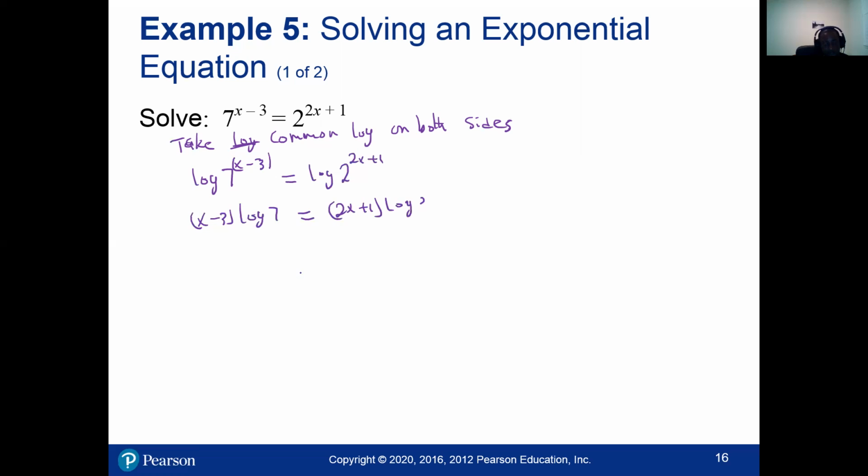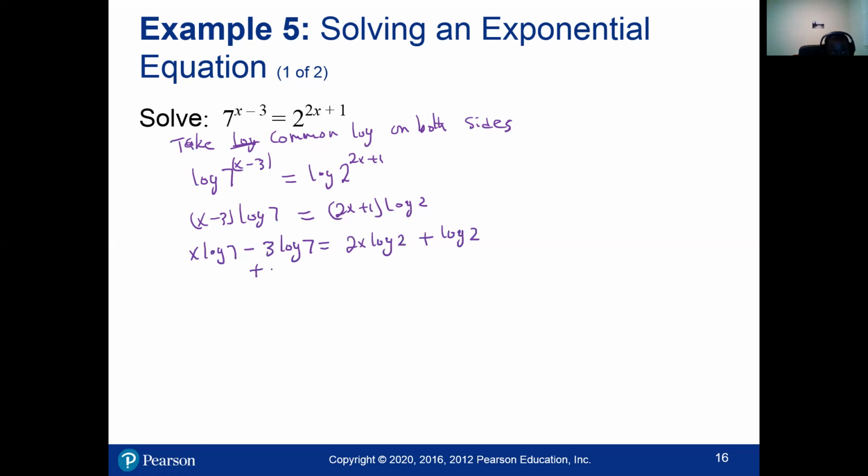Okay, we are solving for x, so we have to distribute. Log 7 is a number. So this becomes x log 7 minus 3 log 7, and the right hand side becomes 2x log 2 plus 1 times log 2, which is log 2. Okay, so we bring the like terms involving x together to the left hand side.